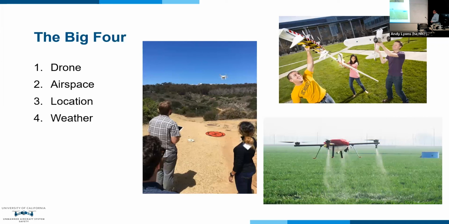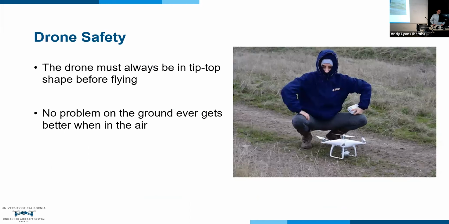So the big 4 for our safety is going to be the drone, the airspace, the location, and the weather. These are going to be the 4 major things that you'll want to check before you begin any drone flying. And it makes sense, right? If we're talking about our drone safety, we should make sure that our drone is in tip-top shape anytime that we begin flying, because no problem on the ground ever gets better once it's starting to fly in the sky. Everything just gets worse the higher up you go.